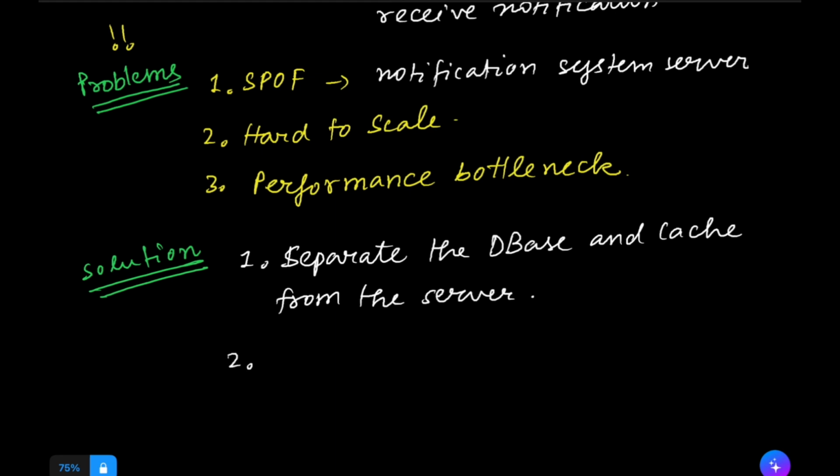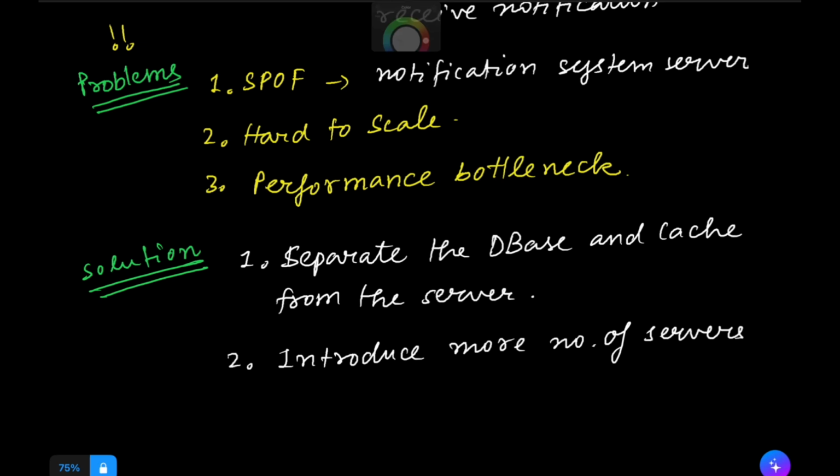Now, since the CPU utilization and some of the performance load have been reduced on the notification server, we can easily scale these servers and introduce more servers whenever required, whenever a huge amount of notifications are pushed or API requests are made. So introduce more number of servers. This is basically horizontal scaling which we are talking about.